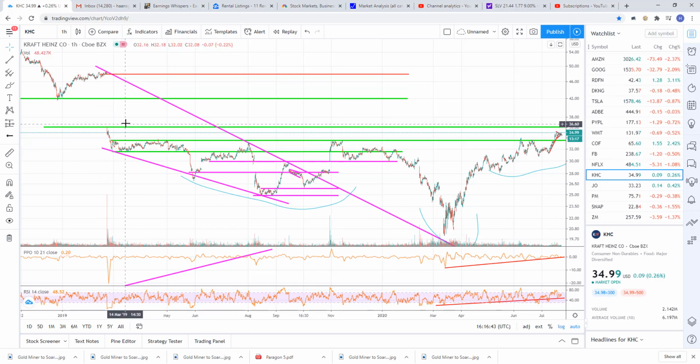If it breaks into the gap, then maybe we fill. Maybe it breaks into the gap and does a false breakout and starts to roll over. We have to evaluate it as it comes. But as of right now, pretty bullish chart.